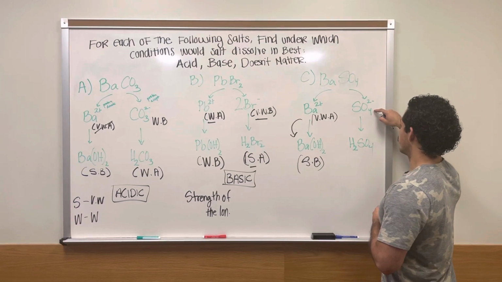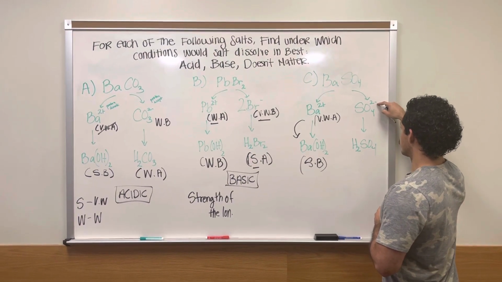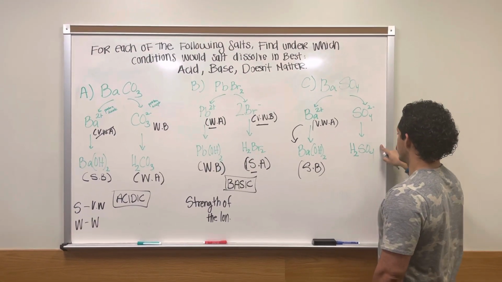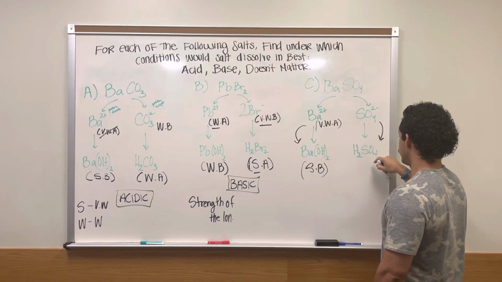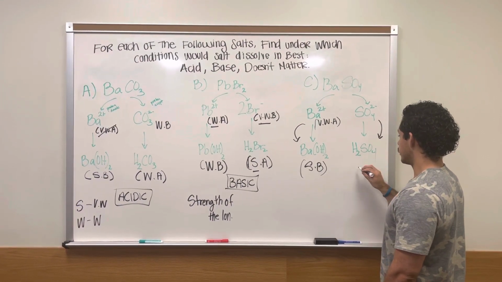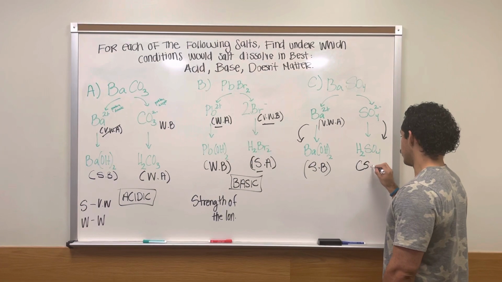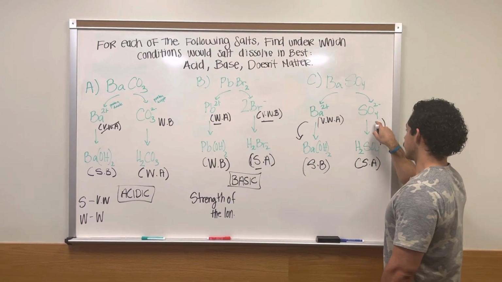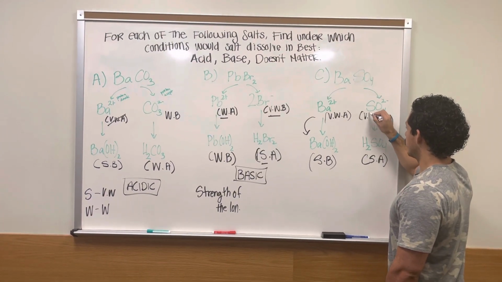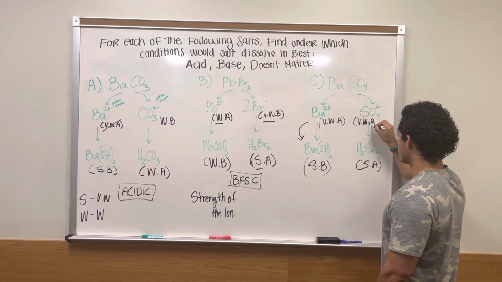Then we look at the sulfate ion as well. Sulfate ion has protons to accept, so it's going to turn into its conjugate pair, which is sulfuric acid. Sulfuric acid is a strong acid, meaning that this sulfate ion is a very weak base.